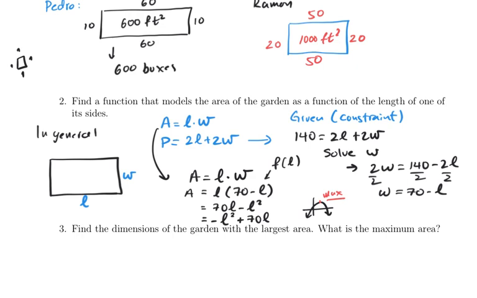So the next part says, find the dimensions with the largest area. So it's asking you to find the vertex. We did this before, so you have the area is minus L squared plus 70L. Just write it in standard form and find the vertex. Just try that, and I'll go over this in 3 minutes. Okay, so let's check on this.